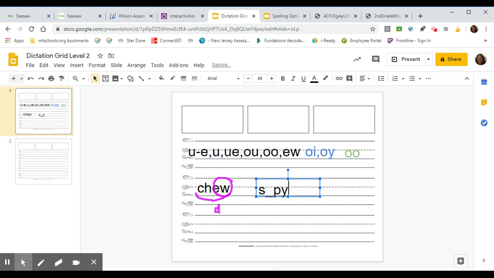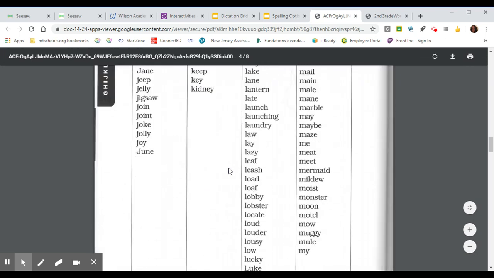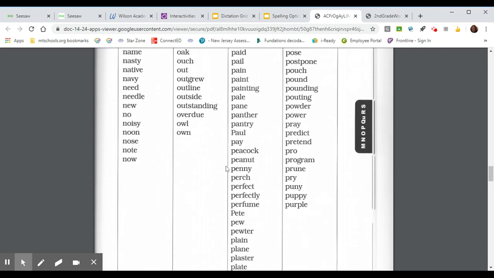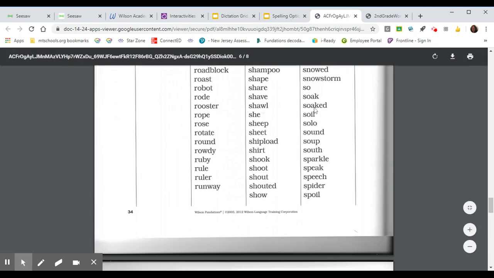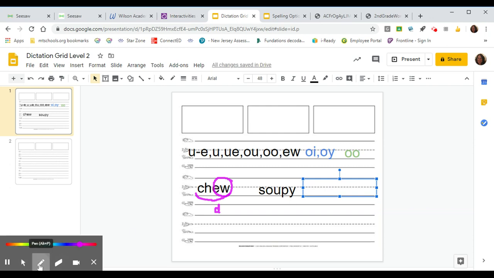Suffix Y. Now, going back to my spelling option section of the student notebook, I can scroll right down. And you know what? I kind of know already because I know my keyword sounds, and I know that soup is one of those keyword sounds, right? We have the OU trout or OU soup. So I have a feeling it's the OU. But if you weren't sure, you can go over here and here's the word SOUP. There you go. Your word is soupy.